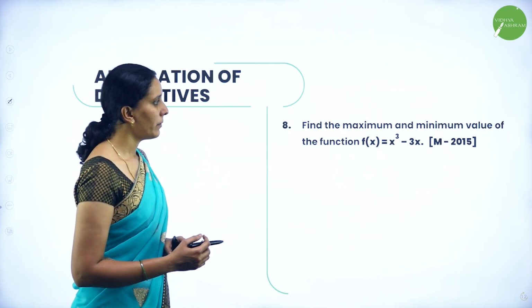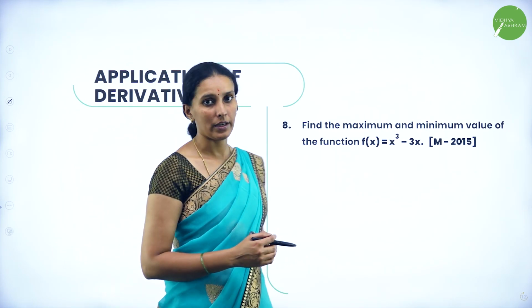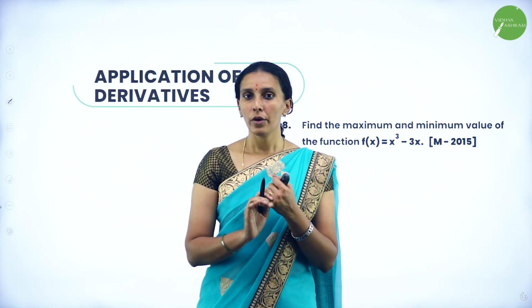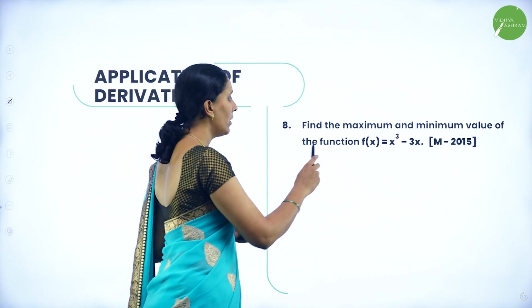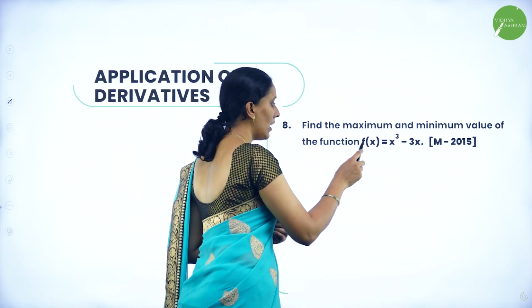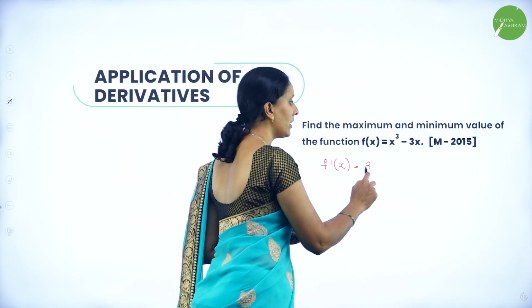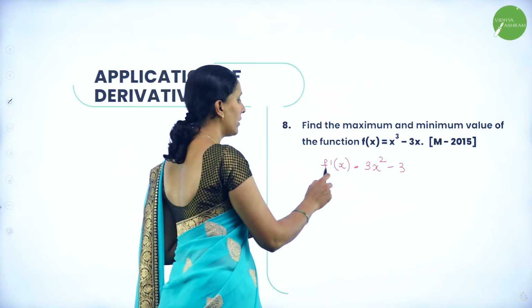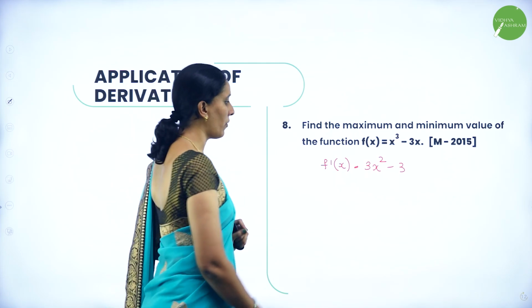Next question. Find the maximum and minimum value of the function f of x is equal to x cube minus 3x. So whenever we are finding the maximum and minimum value, we are going to find out the second order derivative as well. So now let us take the first derivative f dash of x. Let us differentiate. Then we will get here 3x square minus 3. So put f dash of x as 0 here to find the critical points.